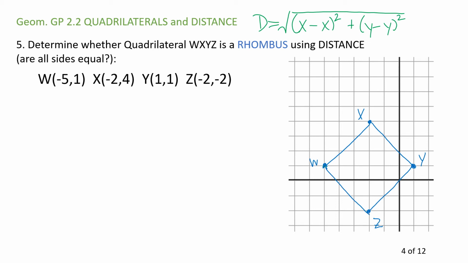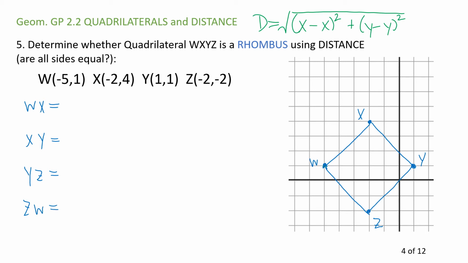And a rhombus must have 4 congruent sides. There's really nothing to highlight here. I just need to find all 4 sides. So WX, then I'm going to find XY, then I'm going to find YZ, and finally wrapping around, I'm going to find ZW. But again, I want to do a slope triangle.